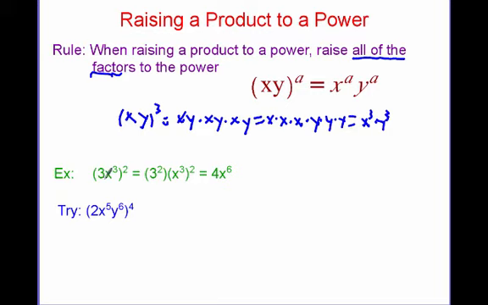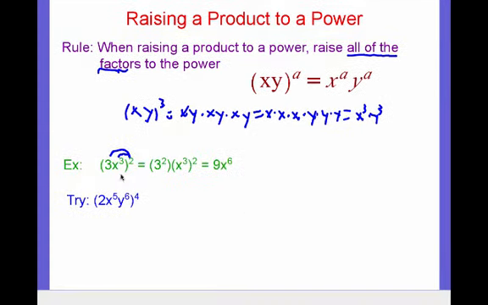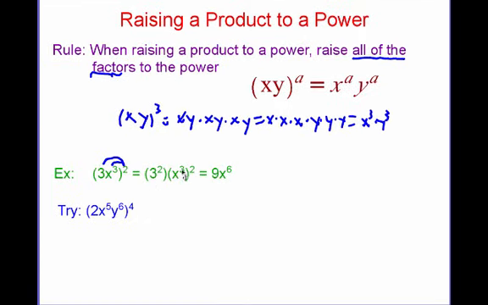If I look at this example here, 3x cubed squared, it's kind of like the distributive property. I square 3 and I square x cubed. 3 squared is obviously not 4, it's 9. So 3 squared is 9. X cubed squared, based on our rule that we just did, when I raise a power to a power, I do 3 times 2. So 3x cubed squared is 9x to the 6th. So go ahead and try this problem, and then we'll work it out.